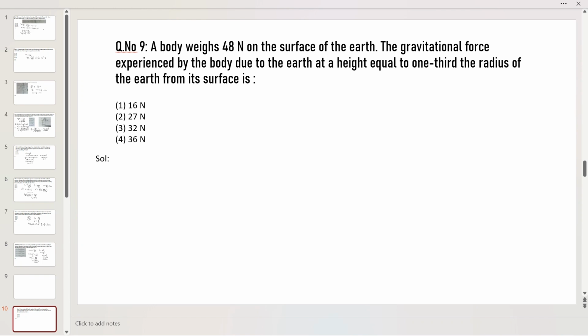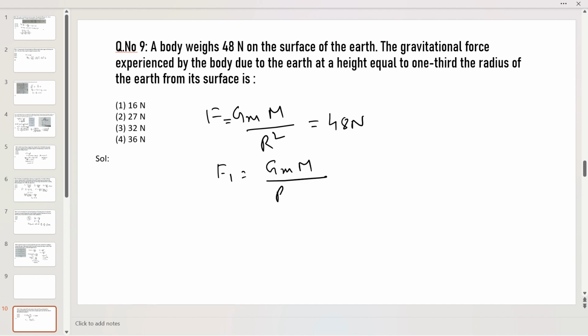You have to find the gravitational force, and you know the gravitational force F is equal to GM, this is the mass of the earth, by r square, this is the radius, and this is equal to 48 Newton, it is given to you. Now we have to find the gravitational force when the body is at the height of 1/3 of this radius. So here your F1 will be equal to GM by r plus r by 3 the whole square, and this will be equal to GM by 4r by 3 the whole square.